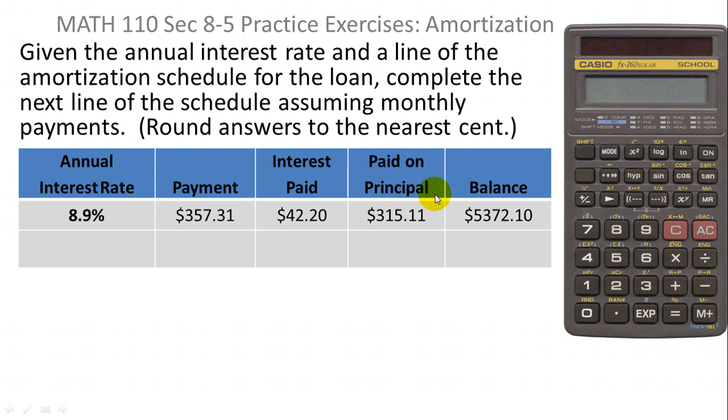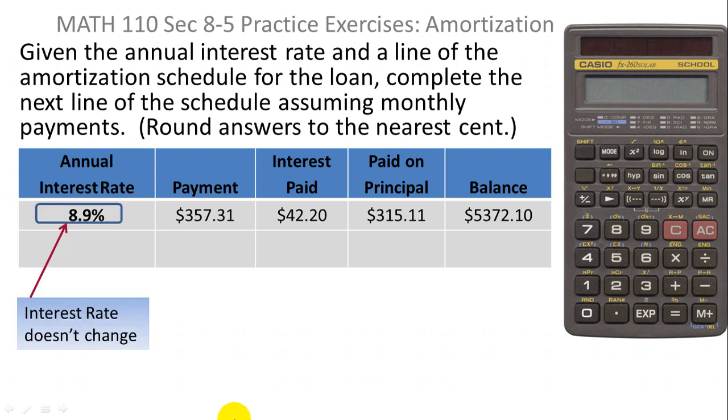The amount paid on principal, in other words, what was used to lower the amount owed on the loan, was $315.11, and the resulting balance at the end of the month was $5,372.10. One thing you'll notice, if you add the interest paid and the paid on principal together, you get the total payment. In other words, thinking of another way, the amount you pay on principal is the total monthly payment minus the amount that went to interest, and that's going to be important later on. So they want us to complete the next line of the table.